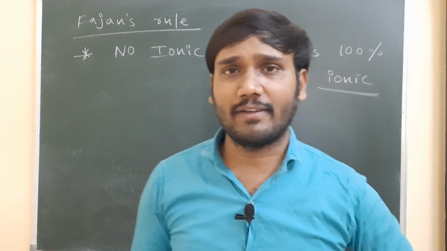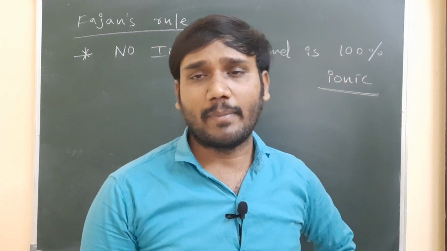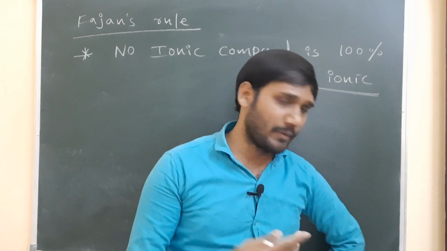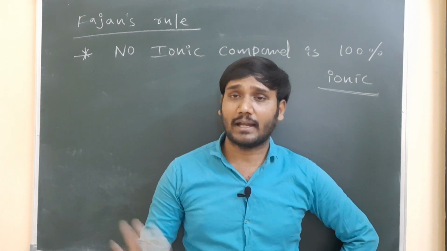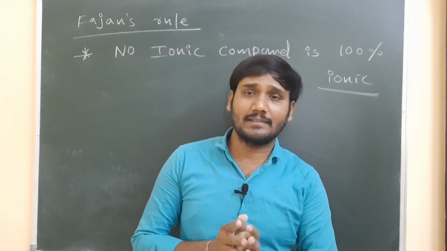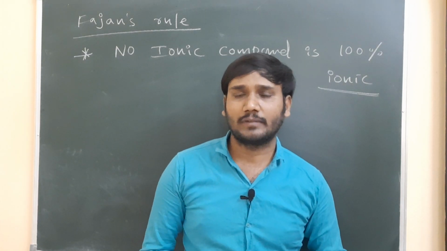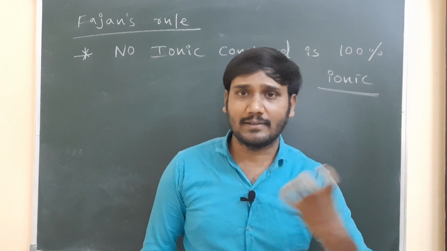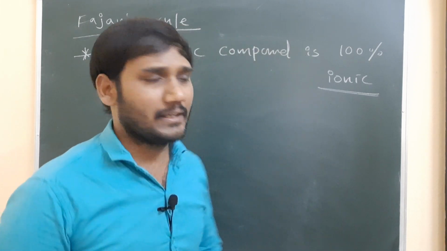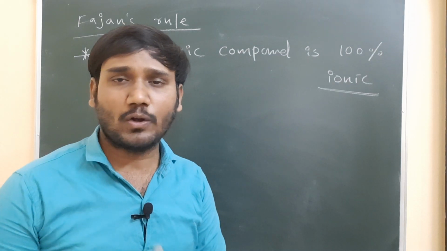Sodium chloride has some amount of covalent character, and so do magnesium chloride, cesium chloride, rubidium chloride and calcium chloride. Whatever ionic compound you take, it has some amount of covalent character, either more or less. So let us see how ionic compounds have covalent character.